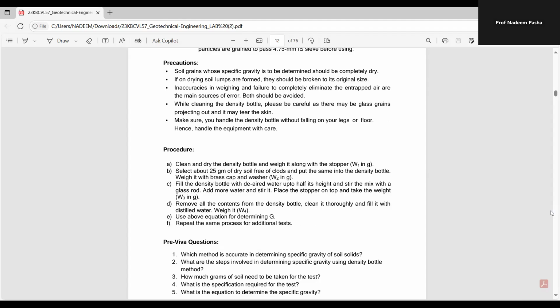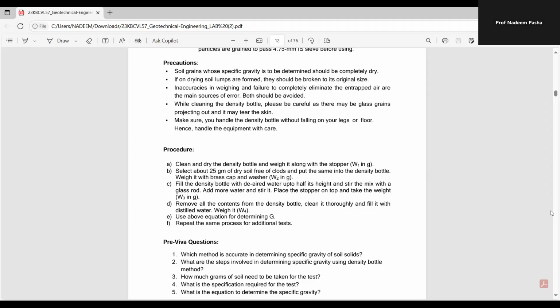Clean and dry the density bottle and weigh it along with the stopper. That will be W1 gram. Similar to your previous experiment, here also you take the weight of the empty density bottle with stopper. In that case, you took 30 gram of soil, here we are taking 25 gram of soil. Select about 25 gram of dry soil, free of clots, and put it in the same empty density bottle. Weigh it with brass cap and washer, that will be W2 gram.